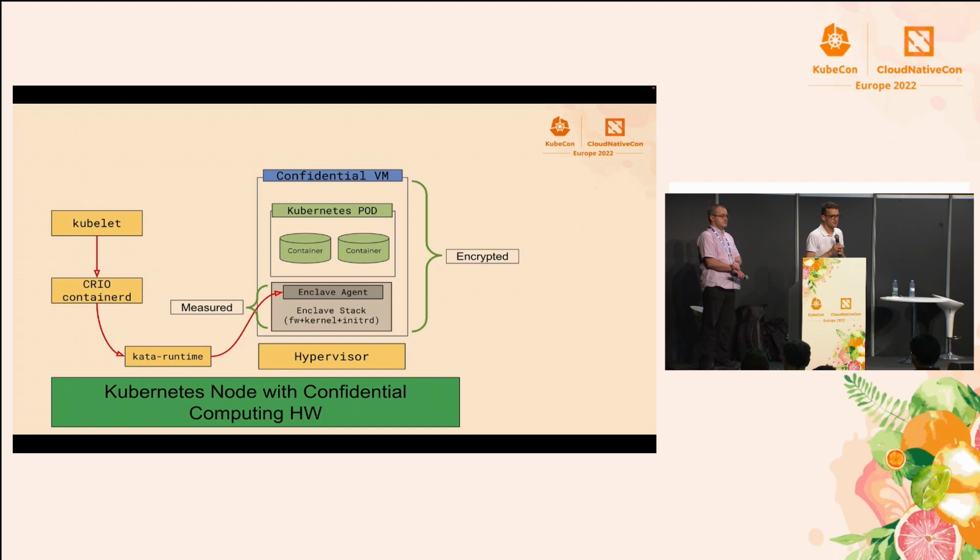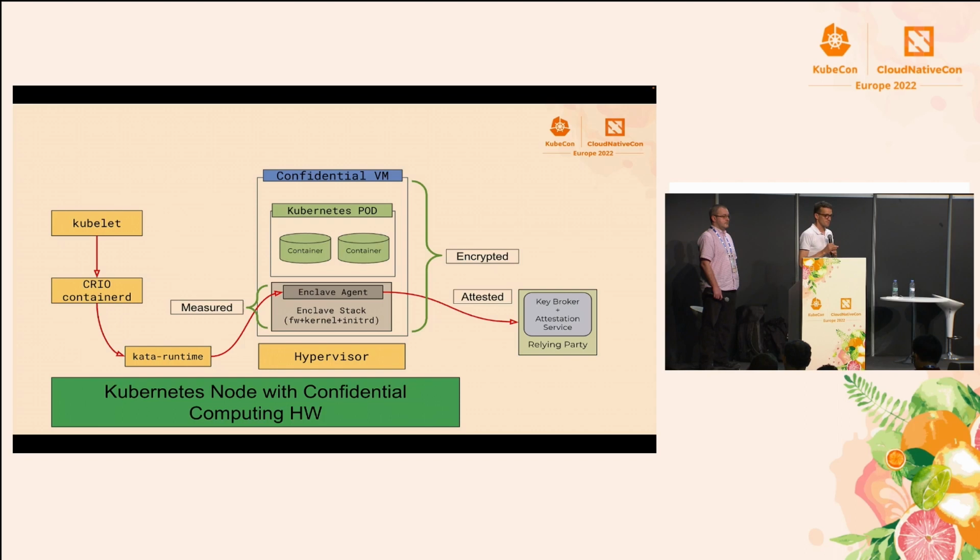With confidential computing, we are encrypting all this. So all the memory, all the CPU state that this virtual machine is going to be using leverages confidential computing encryption capabilities to encrypt all of this. And we're also measuring the enclave stack. So all the components that are part of the enclave stack, the firmware, the kernel, the initRD, the kernel command line, all the parameters that you want to add to your measurement, you can measure that.